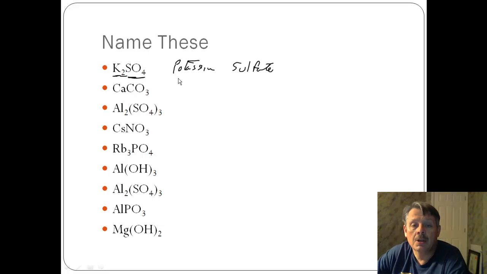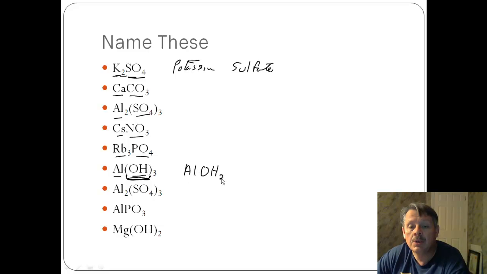Alright, I'm not going to write them all down, but I will just read them to you. This is calcium carbonate, aluminum sulfate, cesium nitrate, rubidium phosphate, aluminum hydroxide. Now be very, very careful that you put those parentheses in there for aluminum hydroxide, because you need 3 OHs. It is incorrect to do AlOH3, because that says I have 3 hydrogens. I need 3 OHs. I need 3 hydroxide ions.